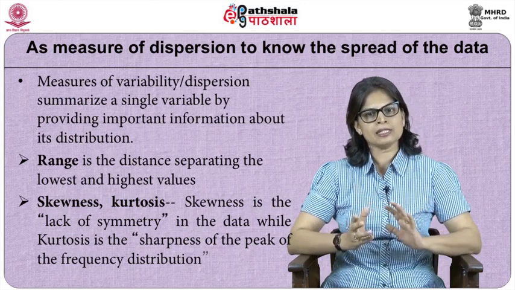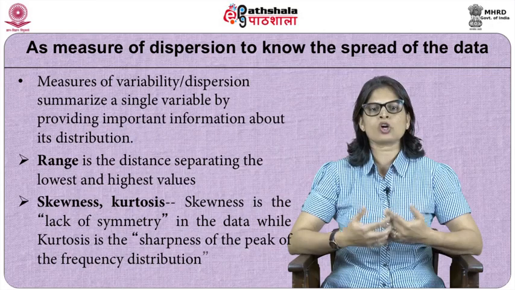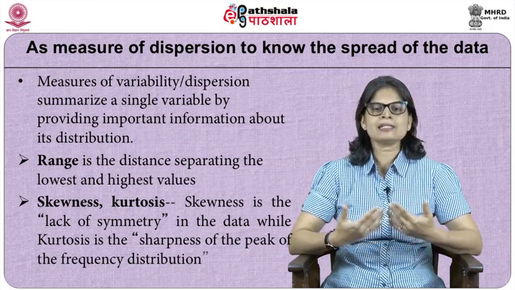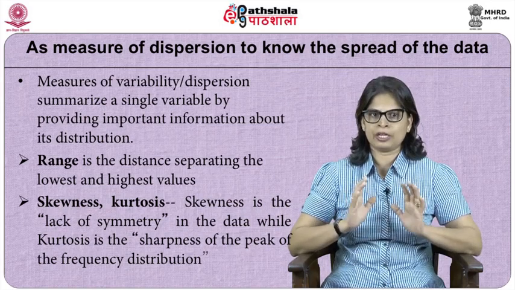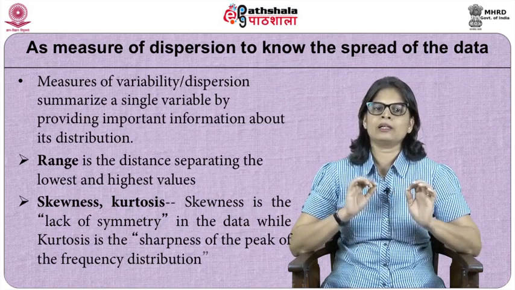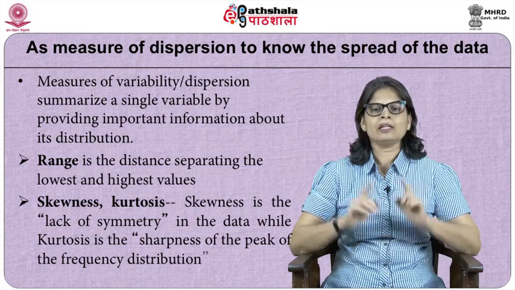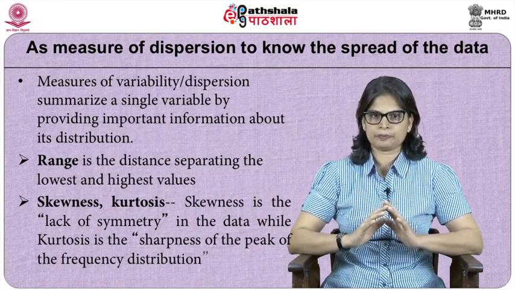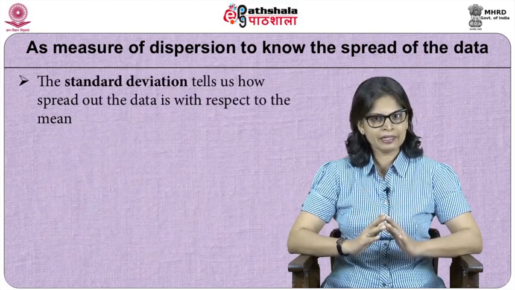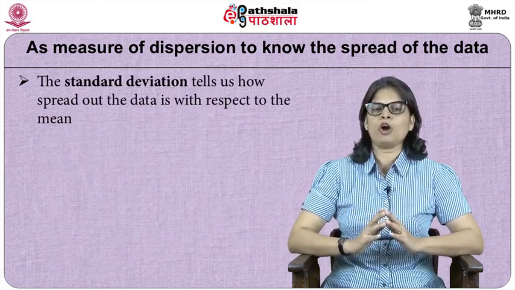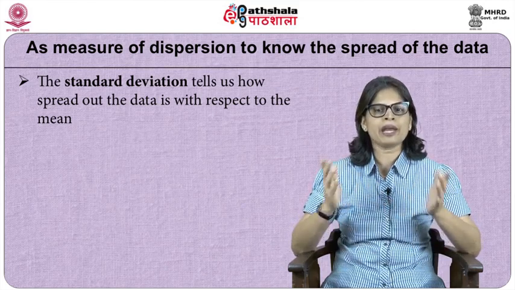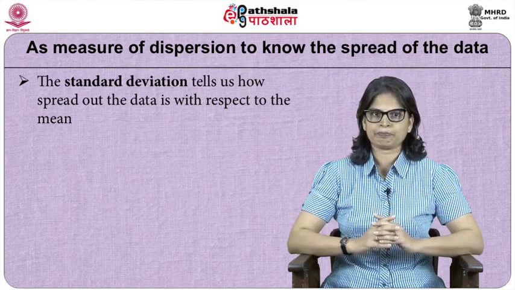Skewness and kurtosis are other measures of dispersion which may be used. Skewness is nothing but lack of symmetry in your data, while kurtosis is nothing but sharpness of the peak of the frequency distribution. Standard deviation is also a very commonly used measure which tells us how much is the spread of the data.